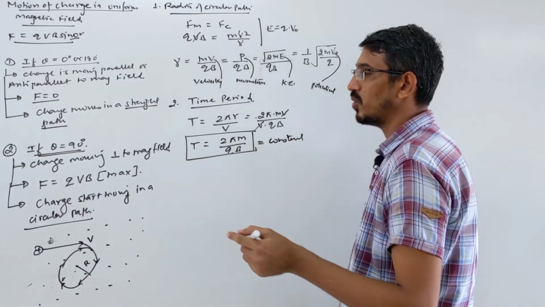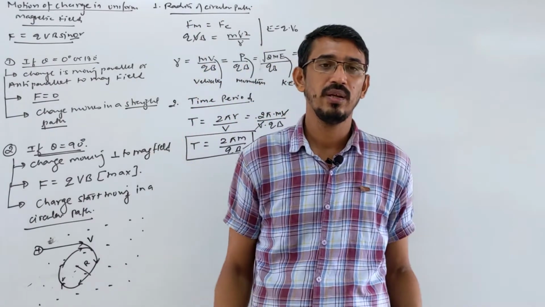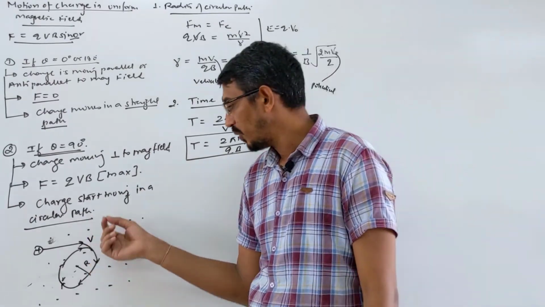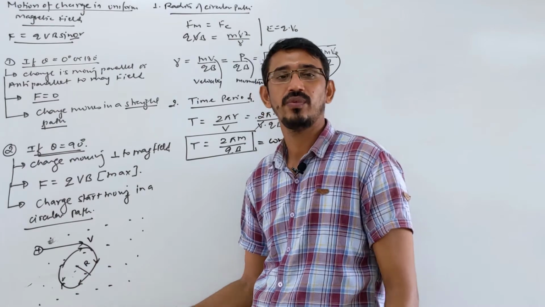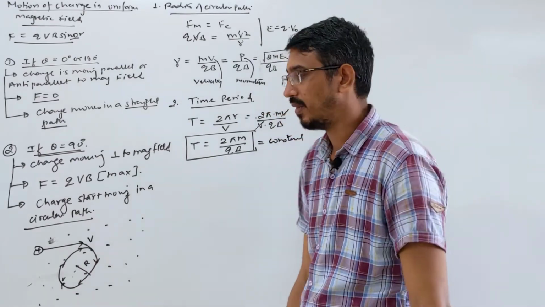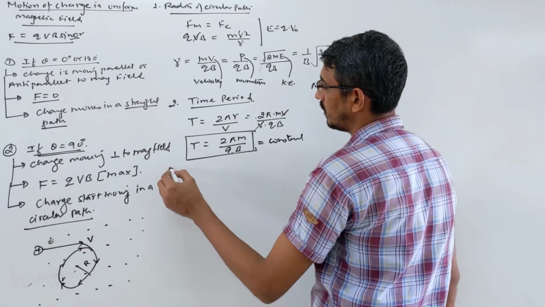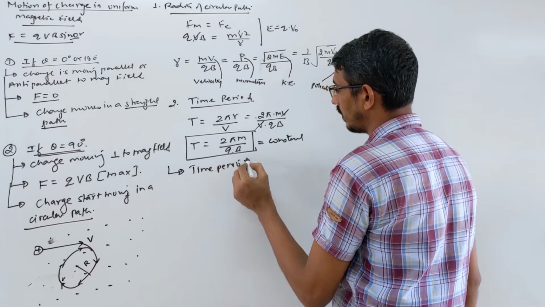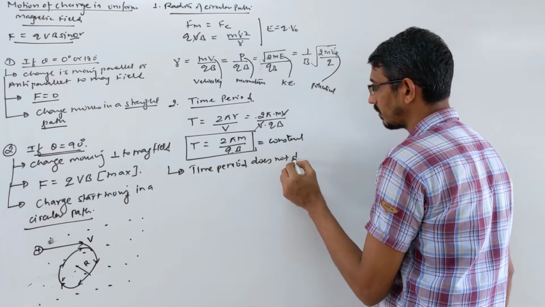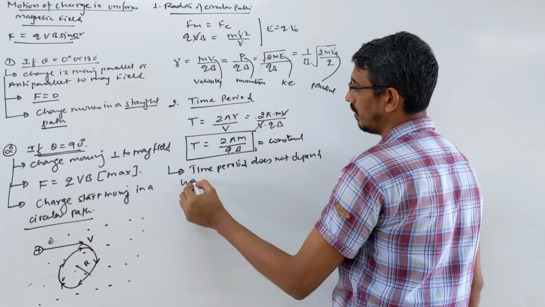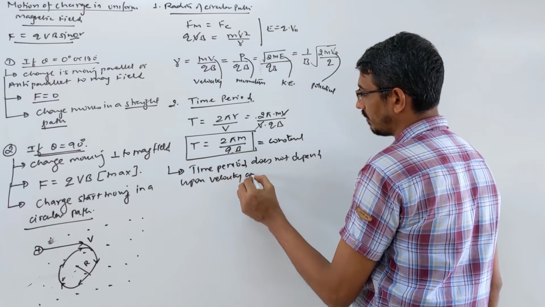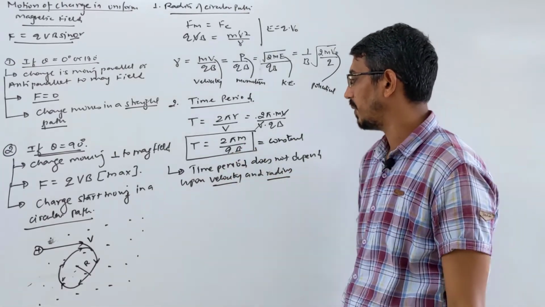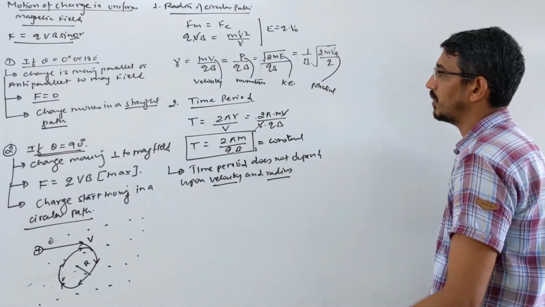So time period is always constant. What's the meaning of this? Your charge moves in a small circle or a big circle with different velocities, and the time period of rotation will not change. Whether it moves in a circle of small radius or very big radius, the time period will be exactly the same. This question was asked in our exam, in theory and numerical also. So time period does not depend upon velocity and radius, keep in mind. These two factors are not in this formula. This is the time period of rotation, 2 pi m upon qB.